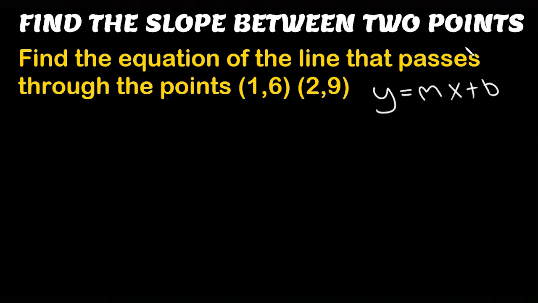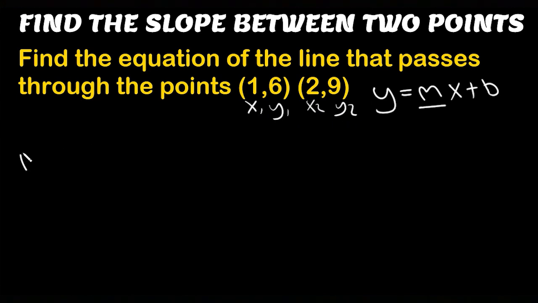Now, in order to find the equation, I must first find my slope. And that's exactly what we're going to do here. We have 2 points, we can get the slope, and then we can go from there. So we're going to do exactly like we were doing. I'm going to label everything, x1, y1 here. This will be x2, y2.